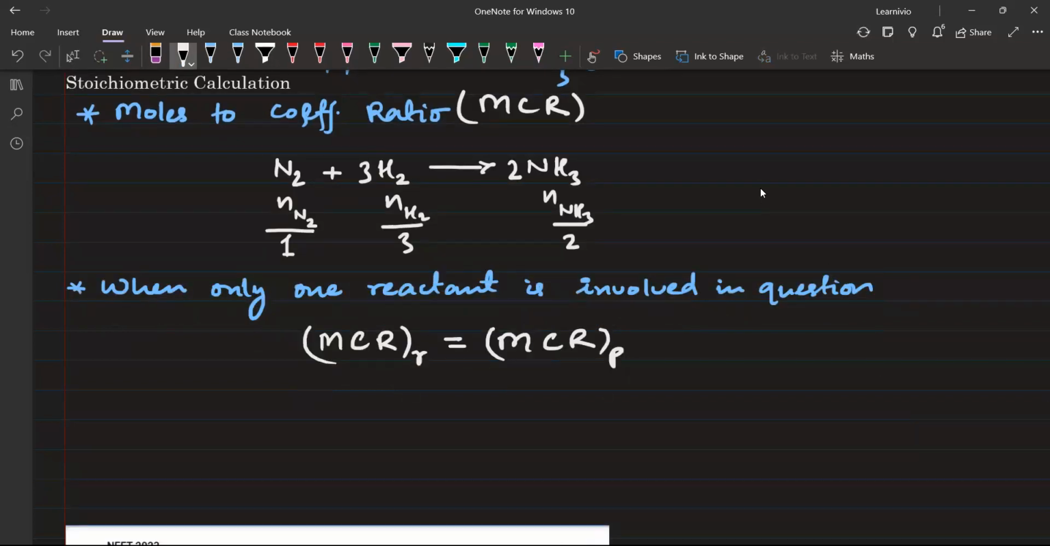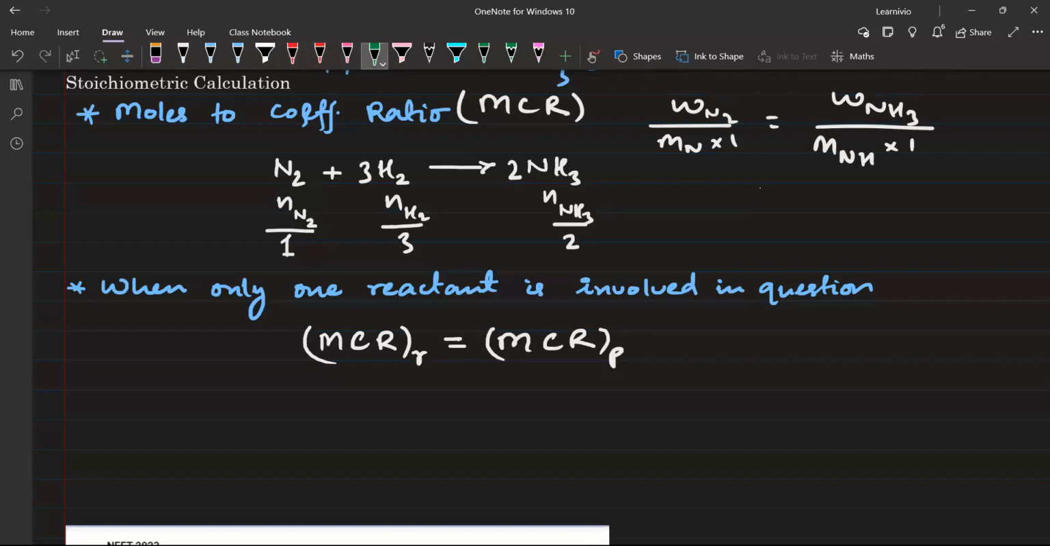Once you write MCR of reactant, you will calculate the number of moles of the reactant divided by stoichiometric coefficient, equal to number of moles of product divided by stoichiometric coefficient. Now see how we can write this: given mass of N2 divided by molar mass of N2 into 1, which will be equal to given mass of NH3 divided by the molar mass of NH3 into 1.